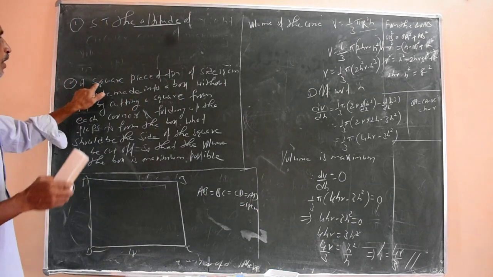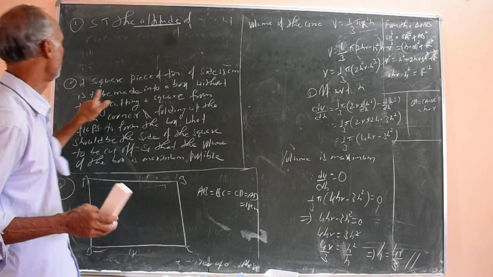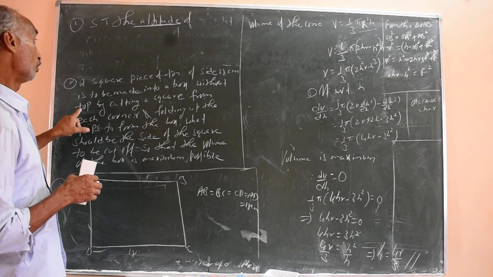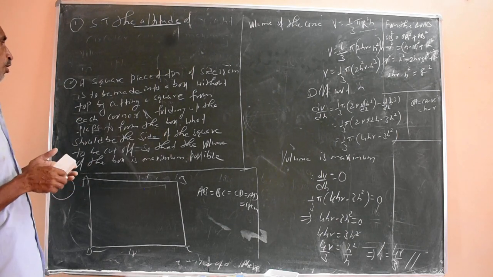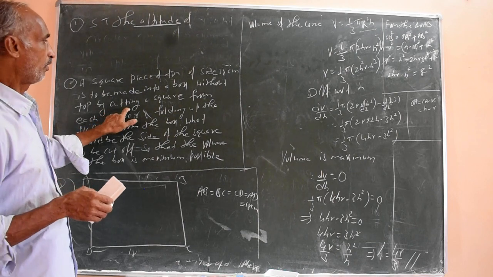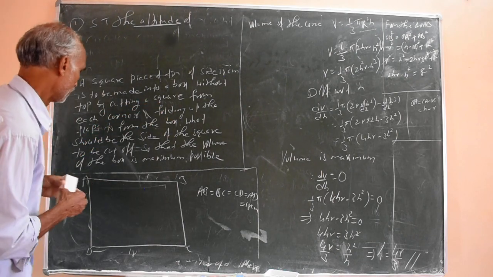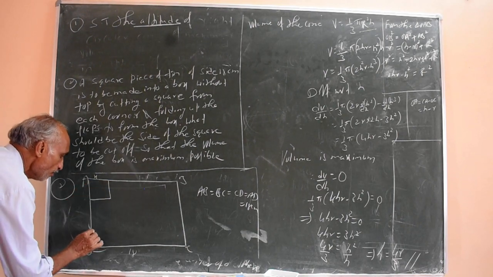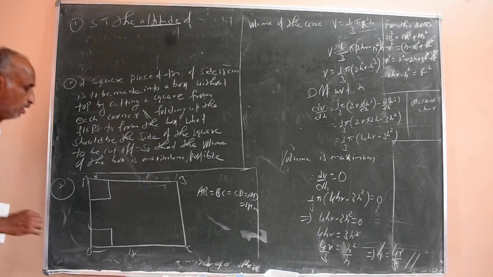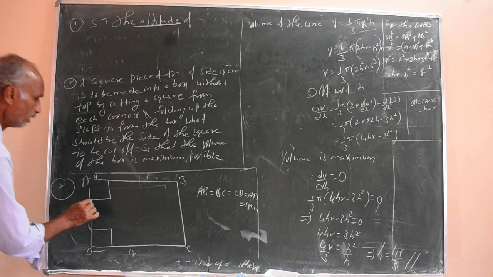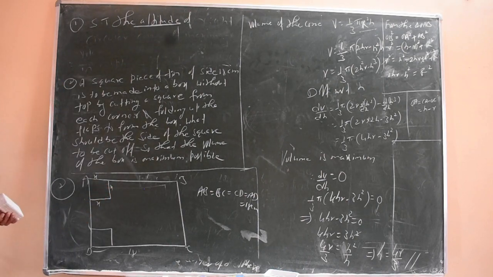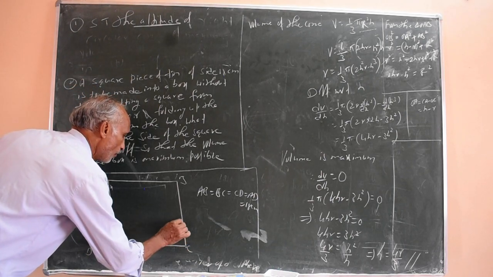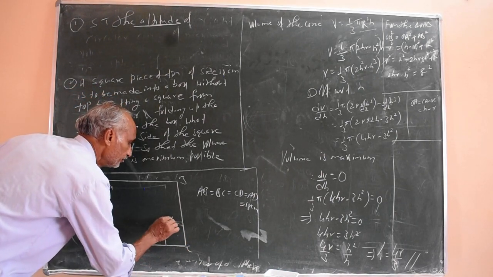Okay, given a square piece of tin of side 18 centimeter is to be made into a box. How to make it a box? Without top, means open box. Top should not be there. By cutting a square from each corner, so here a square piece is removed from each corner. A square piece of equal size, length is x, breadth is also x, is removed. A square of the same size from all 4 corners is to be removed.